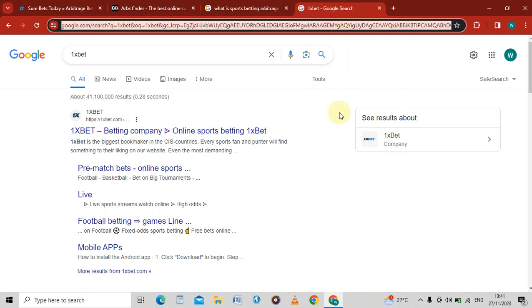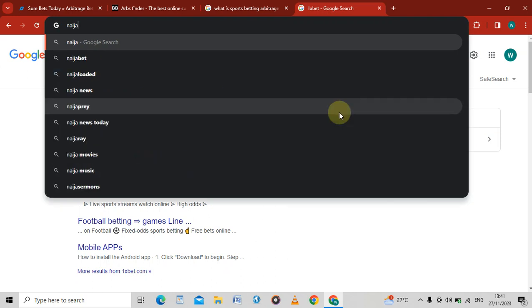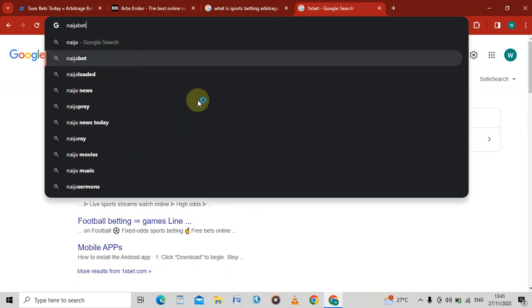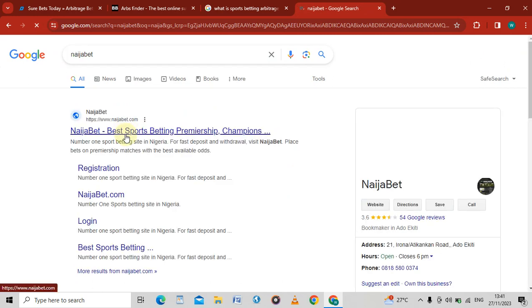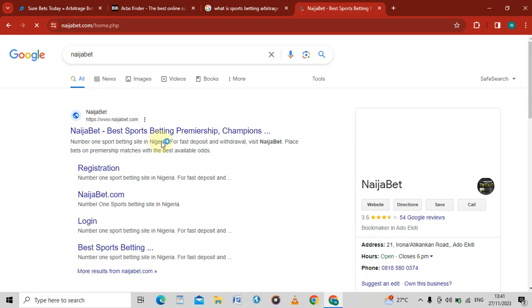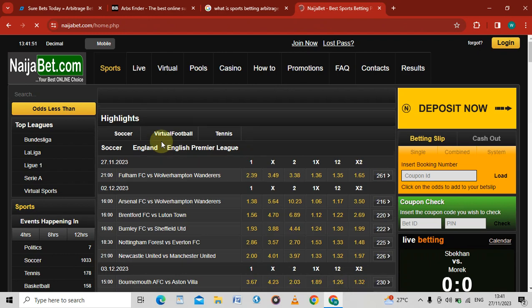And another bookie you need to avoid is Bet Niger. You need to avoid them, because they don't accept sports betting arbitrage. And another one is Marathonbet. The rest of them, Mega Parry, 22Bet, almost all these betting websites that have an interface like 1xBet, you need to avoid them, because most of them don't accept betting arbitrage.